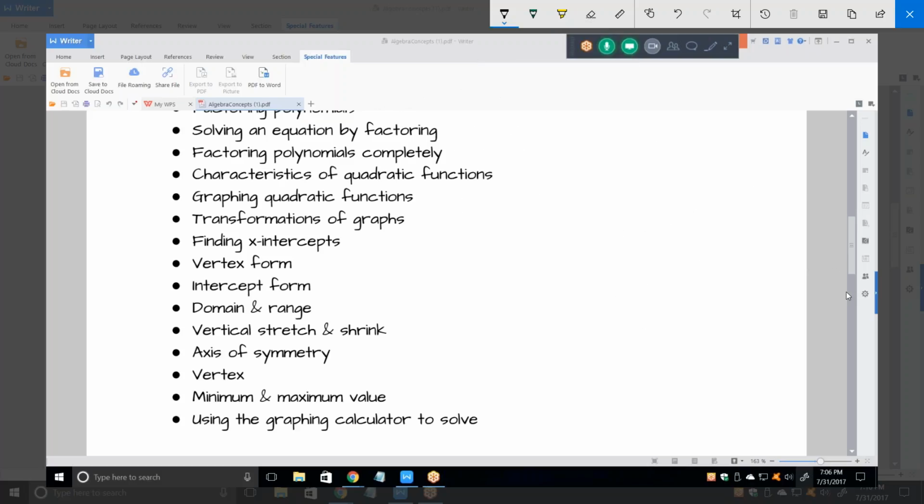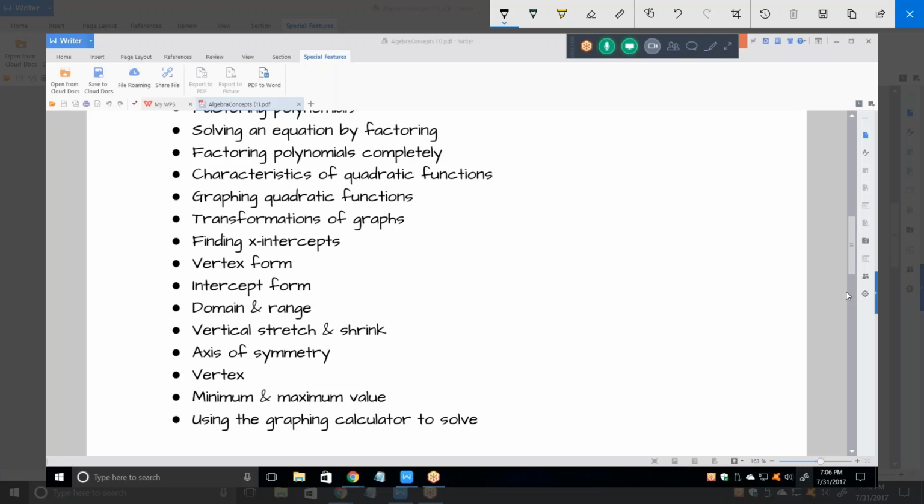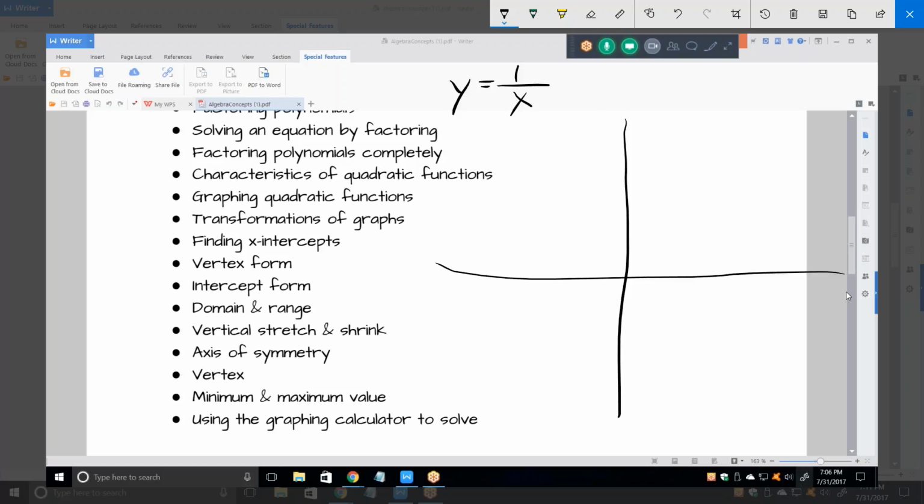Let's take another function. This one. y equals 1 over x. Okay? Again, we could probably figure out algebraically what values for x we can put in. But let's graph the function and see if we can see it visually. This is a hyperbolic function, is what it's called.